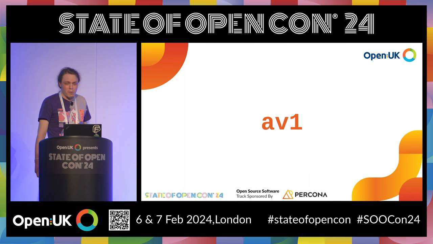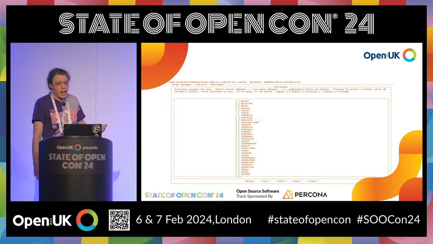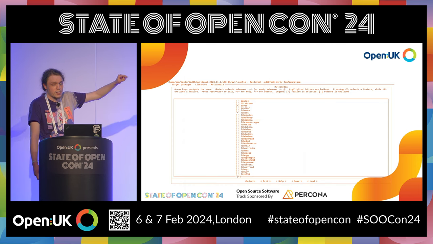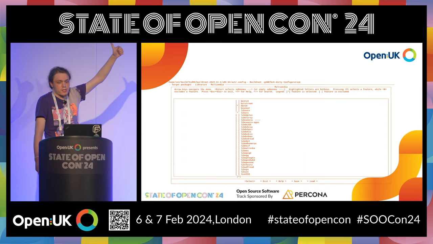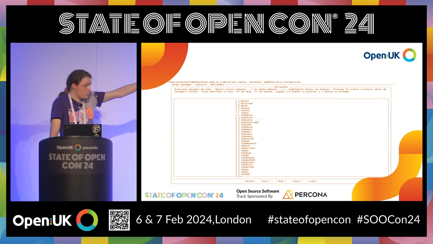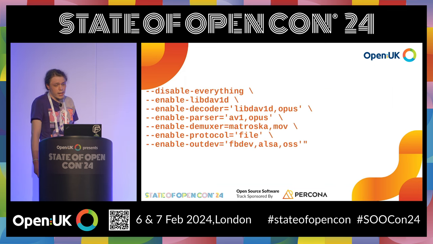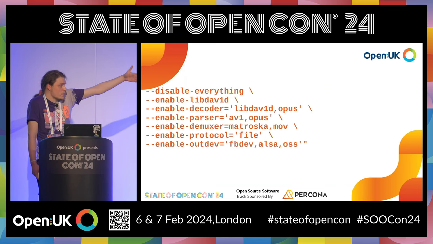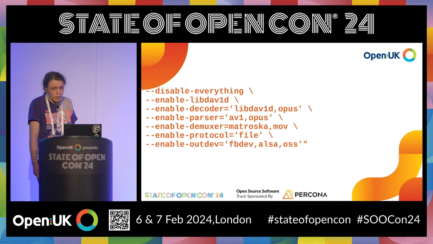OK, so on to AV1. It's a little bit more tricky. We're going to have to go in and select the DAV1D package under target packages, libraries, multimedia in builder's menu config, which sets this flag. And then it's the same thing. Just, you know, instead of VP8, VP9, it's libdav1d and AV1, basically.